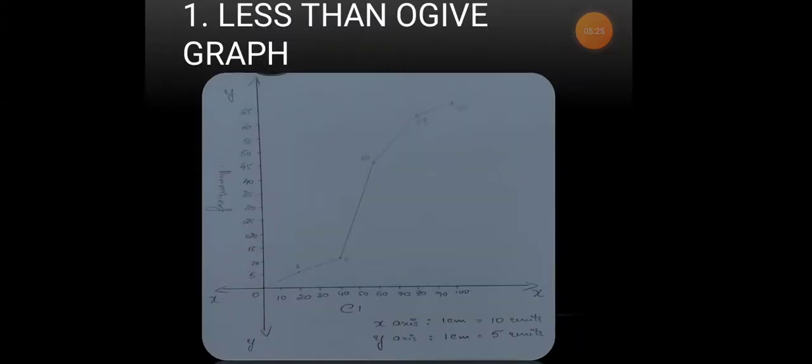So the graph will be like this. You need to take the x-axis and the y-axis. You take the class interval as the x-axis and the frequency as the y-axis. So what are the values? Here, what will you draw? The cumulative frequency values you will be drawing here.